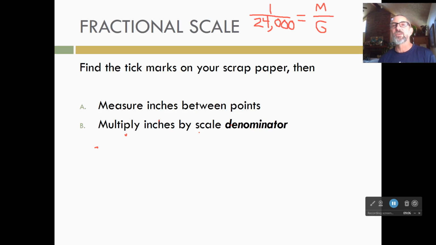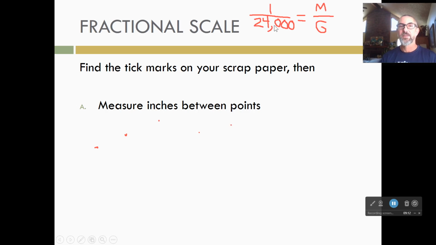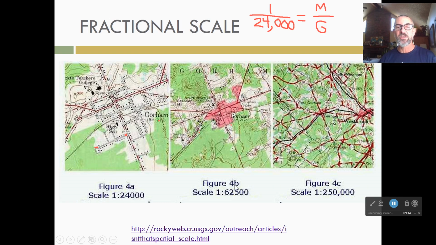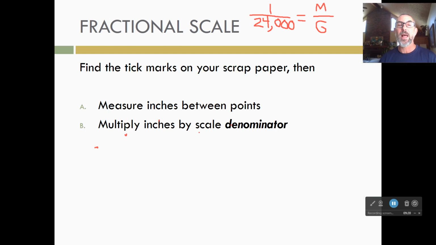So we're going to measure the inches, then we're going to take those inches, and we're going to multiply them by the denominator of the scale. In this case, the denominator is 24,000. In other cases, the denominator could be 62,500, 250,000, or whatever the fractional scale is. But we're going to multiply by the denominator, not by the entire fraction.